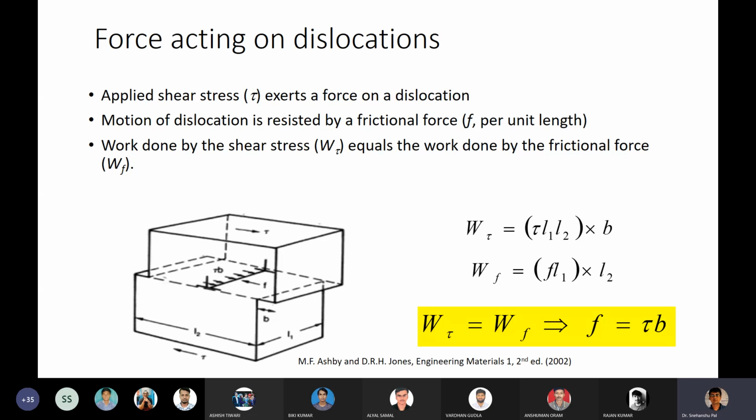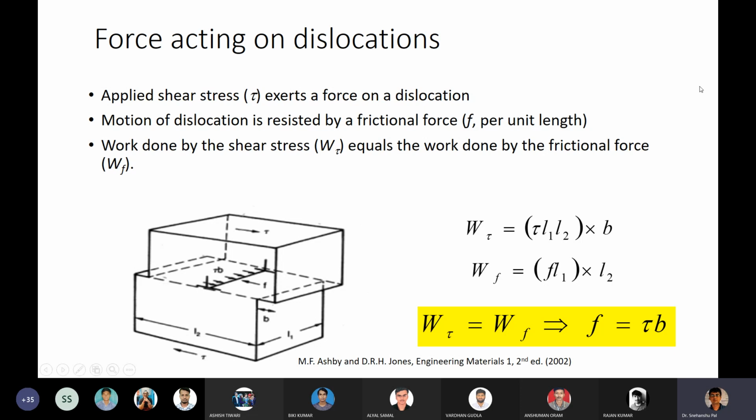And the motion of a dislocation is resisted by friction. Any motion of a dislocation is actually resisted by the frictional force. And where is it coming from? It comes from the bond strength between the atoms present in the crystalline material. So now we are going to understand the work done by shear stress, which is equal to the work done by the frictional force.